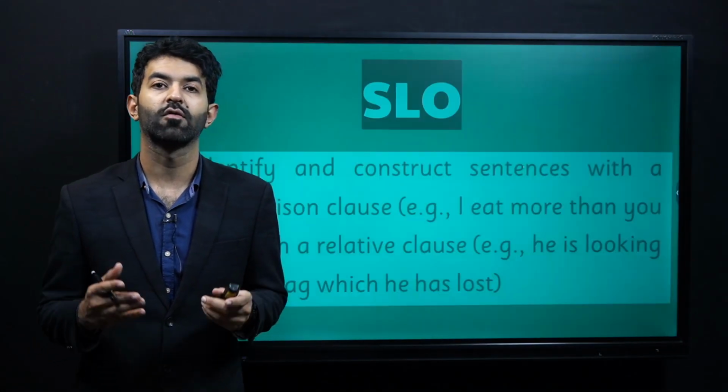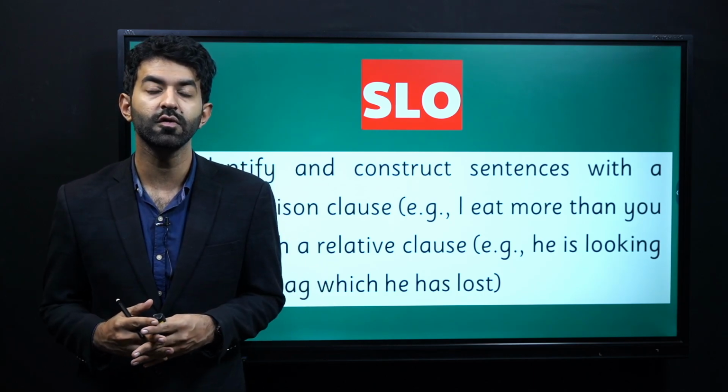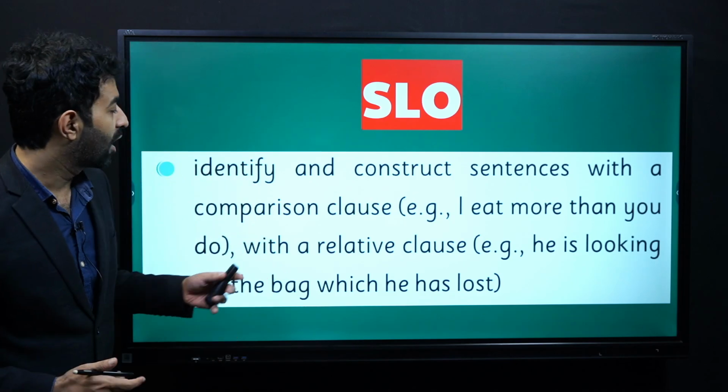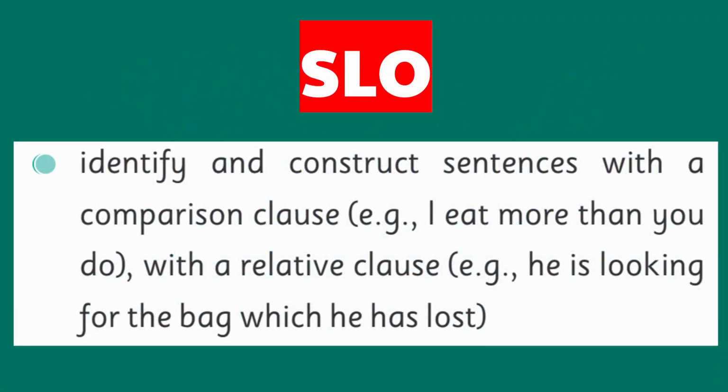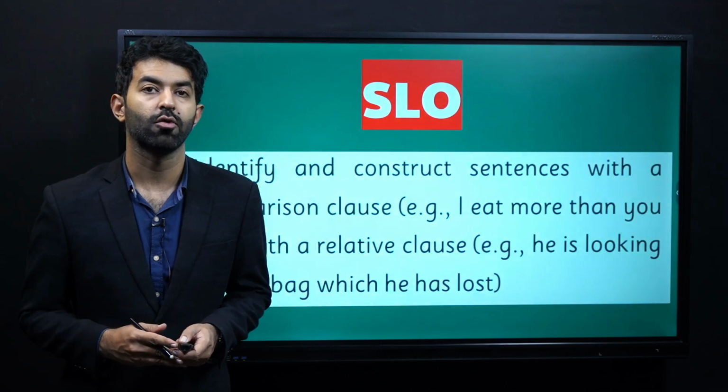I hope that you have watched the introductory lecture where I introduced you to all the different SLOs. So let's get started with our lecture number 1's SLO: identify and construct sentences with a comparison clause and with a relative clause. So let's see how we do it and how we achieve this learning outcome.